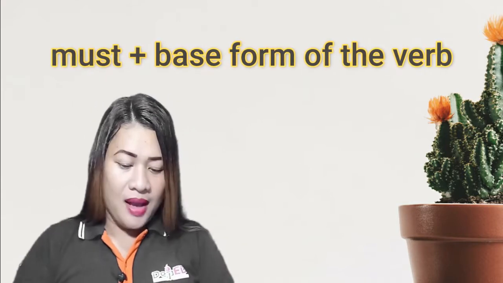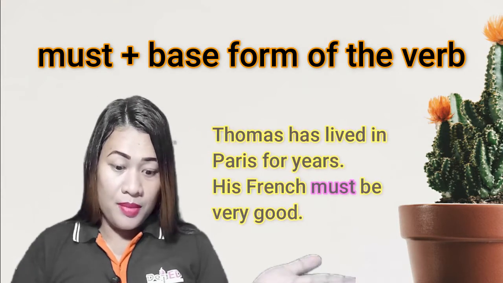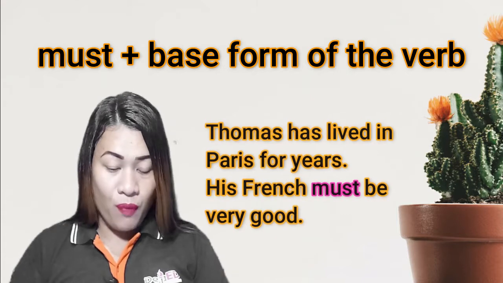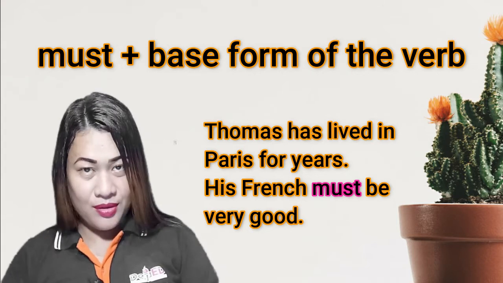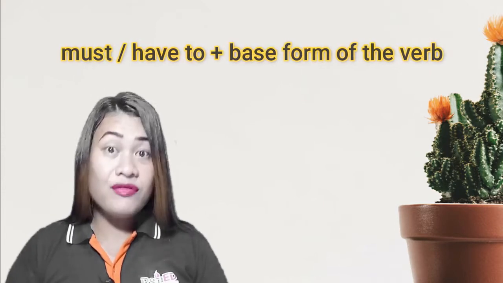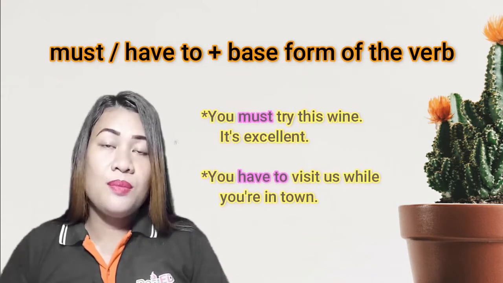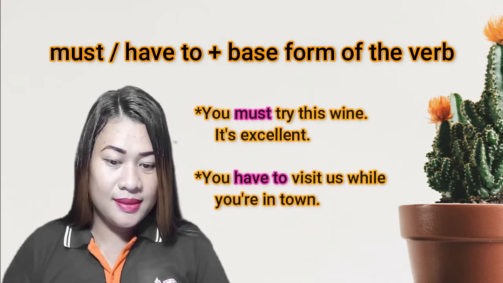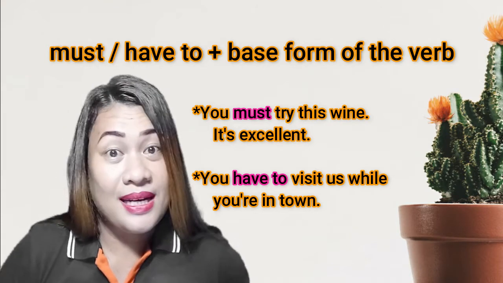So you can have this combination: must plus base form of the verb. Example: Thomas has lived in Paris for years. His French must be very good. To persuade, you can have this combination: must or have to plus base form of the verb. Example: you must try this wine. It's excellent. You have to visit us while you're in town.